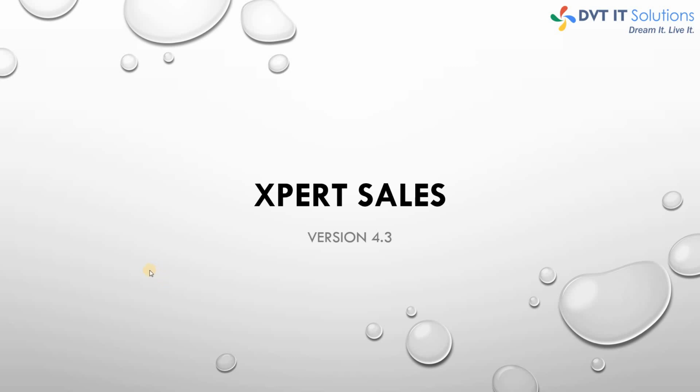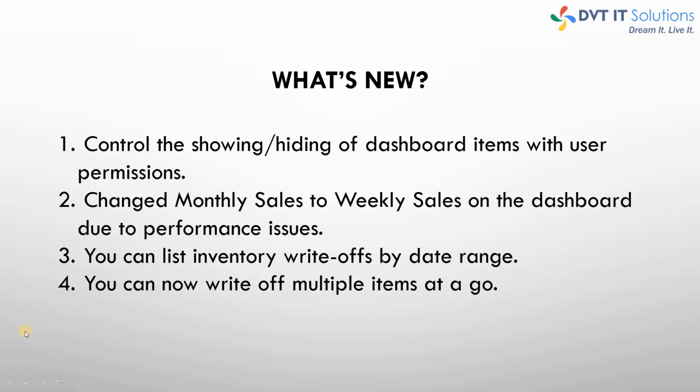Hi, in this video, we're going to look at update version 4.3 on XpertSales. In this update, we can control the showing and hiding of dashboard items with user permissions. We also noticed that the monthly sales chart that we have on the dashboard was having a negative impact on performance. So we had to change it to weekly sales.